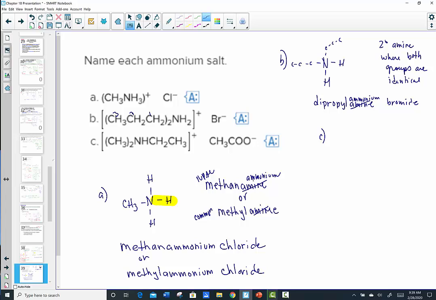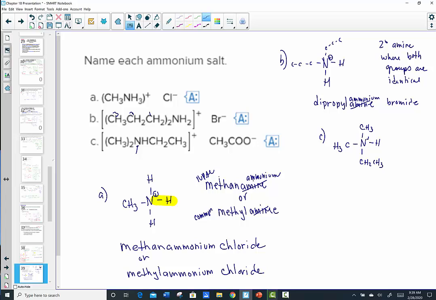All right, we got one more to check. Letter C. Here's the nitrogen. Let's see what we have going. The nitrogen is attached to 1 hydrogen, 2 methyl groups, and an ethyl group carrying a positive charge, right? So anytime you have a 4th bond, you know it's a positive charge.